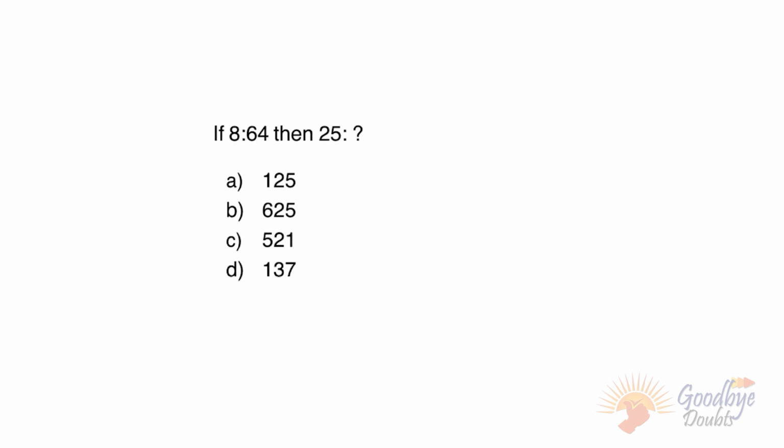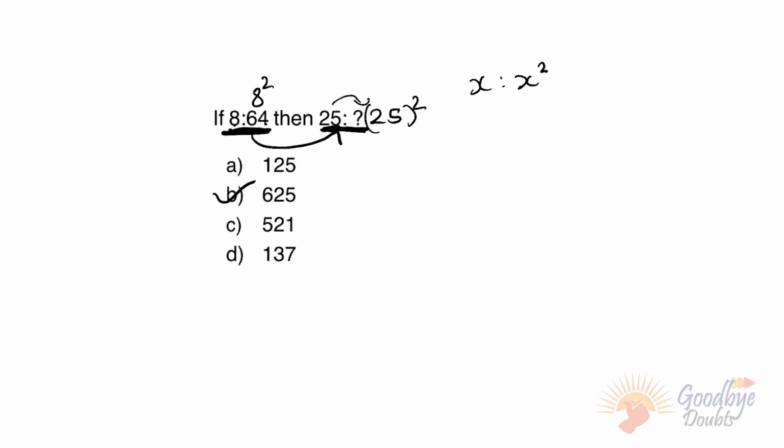So if 8 is to 64, then 25 is to what? So what is this question basically asking us? It's basically asking us that there is some relationship between these two numbers, and the same relationship must occur between 25 and a certain number, and we have to find that number. So all we have to do in this question is find what is the relationship between these two numbers. So it's pretty clear to observe that 64 here is 8 squared. So the relationship is that we have a number and the second number is the square of that number, right? So the same thing must happen with 25. So the second number must be the square of 25. So the answer comes out to be 625.